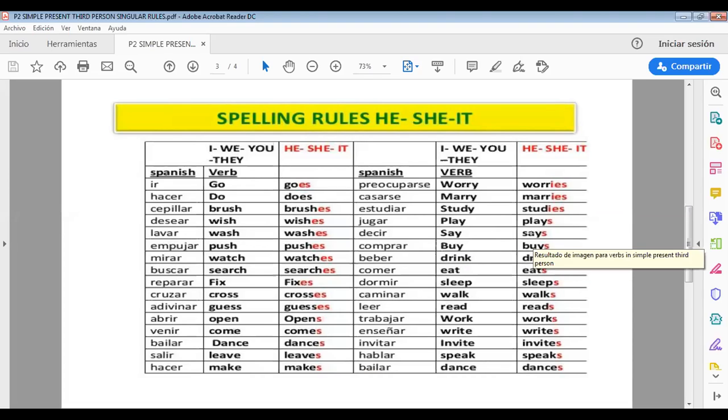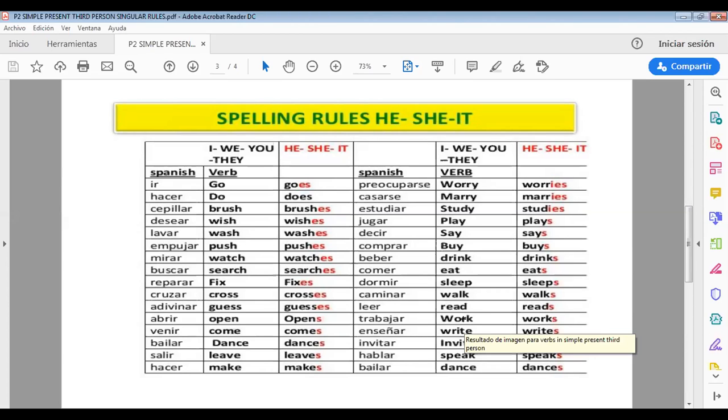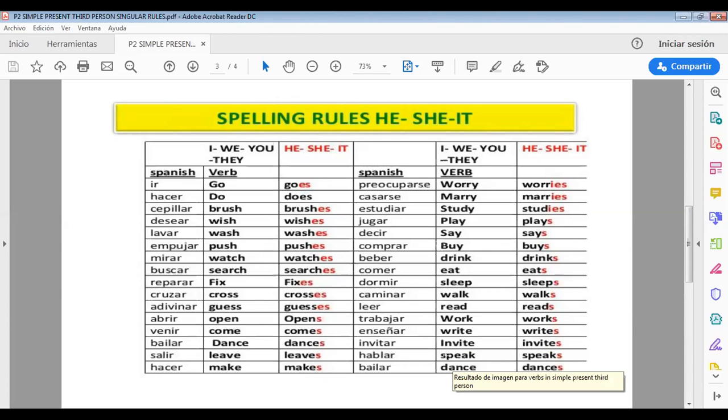Say, aquí es says, esta A se vuelve como una E. Says, buy, buys, drink, drinks, eat, eats, walk, walks. Esta L no suena, dijimos, ¿verdad? Es walk, walks. Read, reads. Work. Esta R suena muy bien. Work, works. Write. Aquí la W no suena. Write, writes. Invite, invites. Speak. Aquí no hay ninguna E al inicio, ¿verdad? Es como que voy a decir sí. Speak, speaks. Dance, dances.